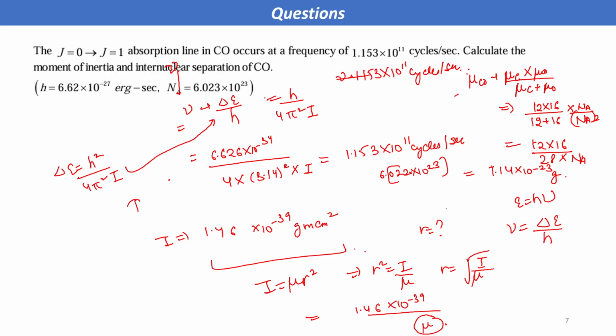So now put this value here: I is equal to 1.46 into 10 raised to the minus 39, and reduced mass we calculated to be 1.14 into 10 raised to the minus 23. So after solving it, it will be 1.13 into 10 raised to the minus 8 centimeter, or you can simply say 1.13 angstrom. Is it clear?